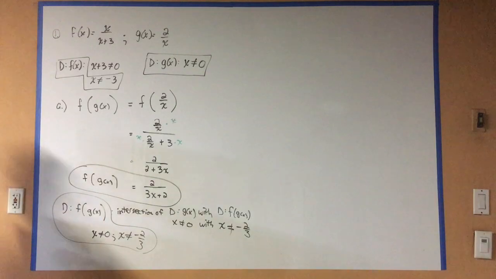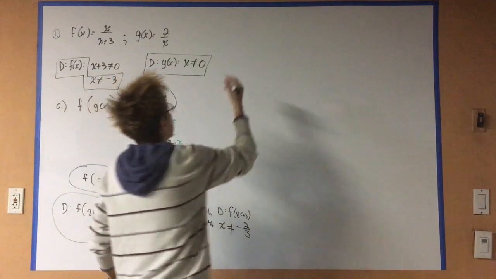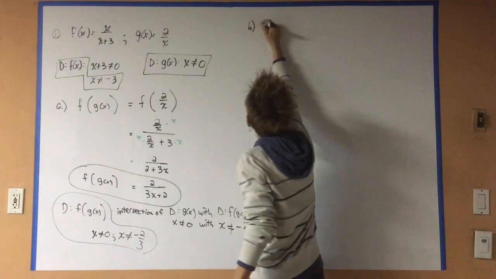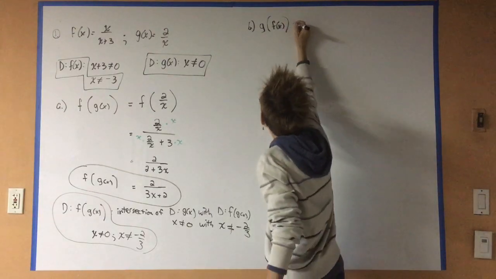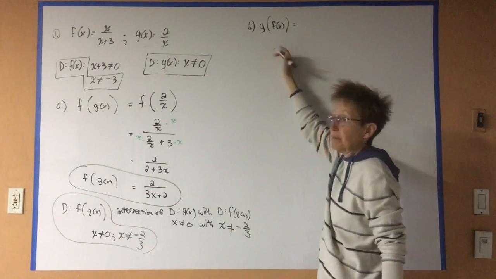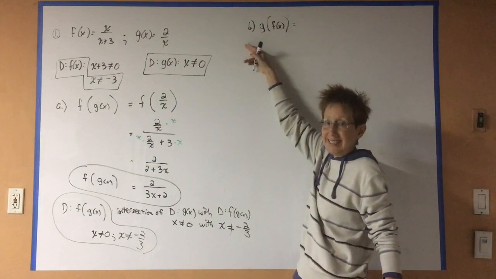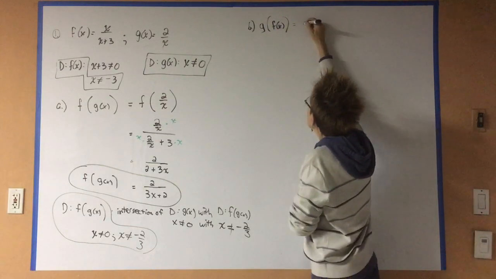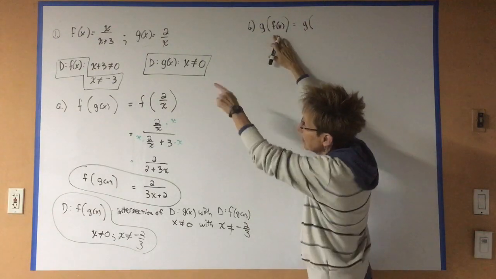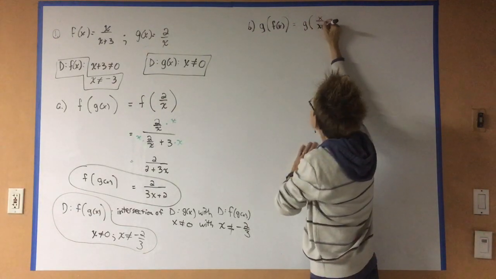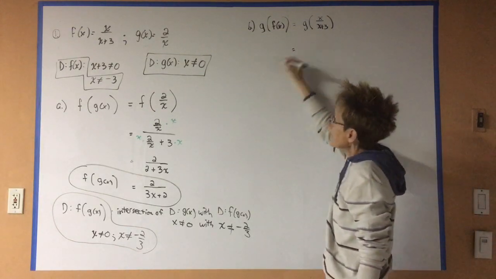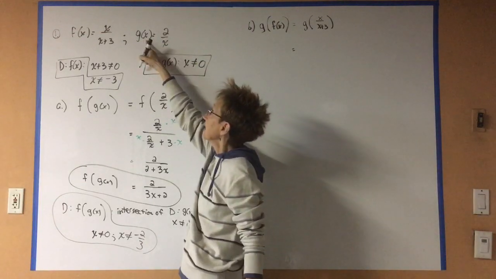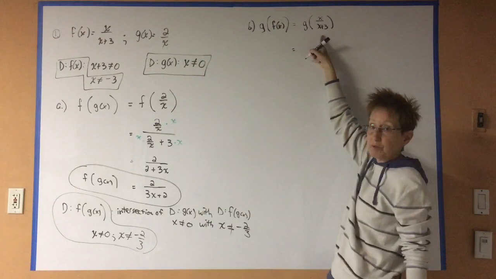They also want me to find g of f of x. So part B, what is g of f of x, or g of f of x? So again, this is saying put f's function into g, or in other words, what is f of x? F of x is x over x plus 3. I'm going to put that into g's function wherever I see an x. So now I'm looking at g's function, I'm replacing x with this mess, x over x plus 3.